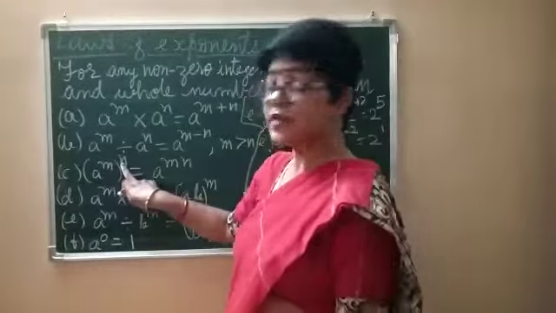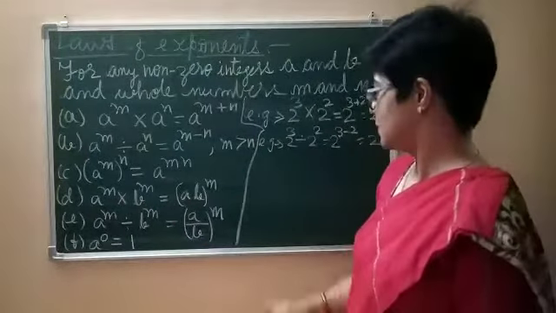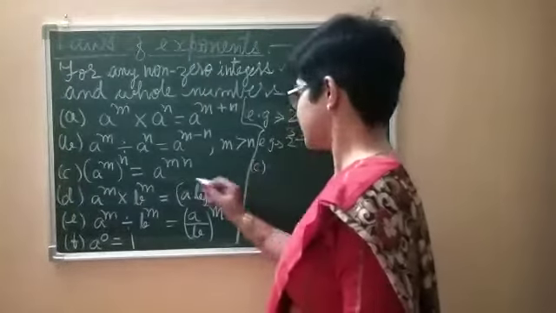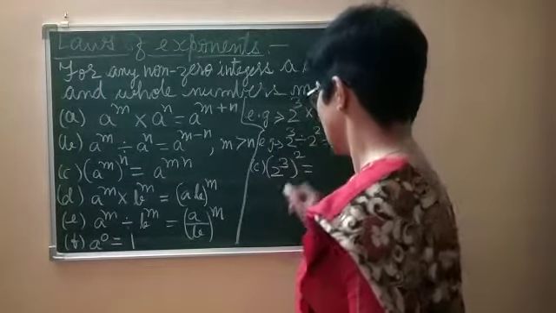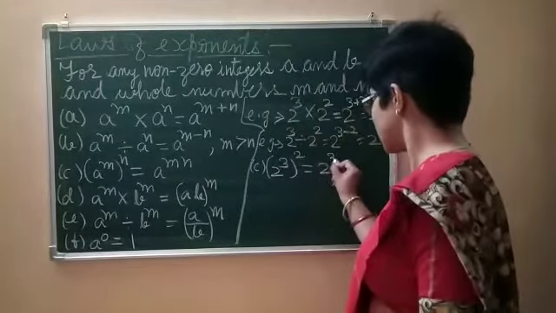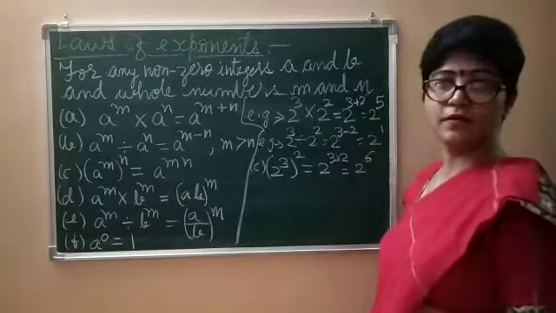a raised to the power m, all raised to the power n, will become a raised to the power mn. Now number C, you see 2 raised to the power 3, all raised to the power 2. Then 2 raised to the power 3 into 2, that is equal to 2 raised to the power 6.